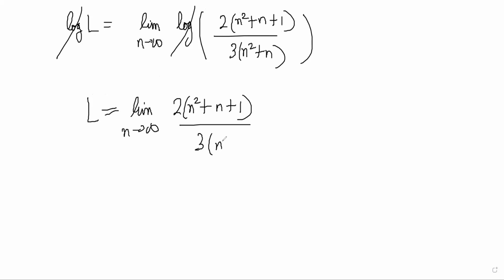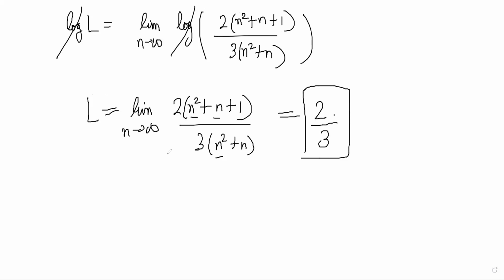which is equal to 2 by 3, because now I can divide by n square, and these are same degree, so it will be 1. You understand what is happening?